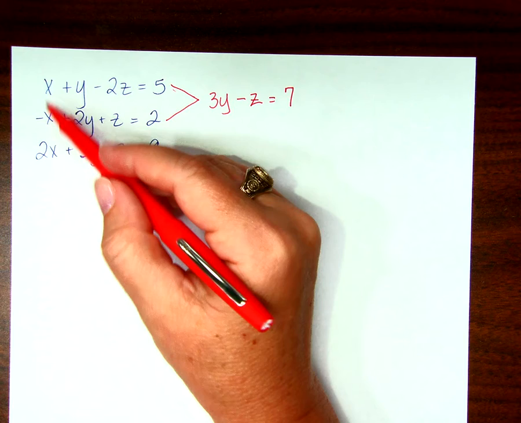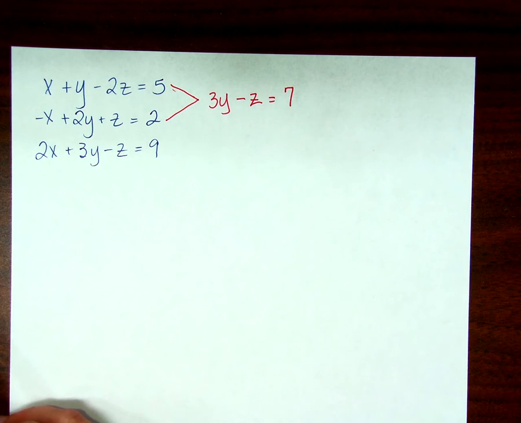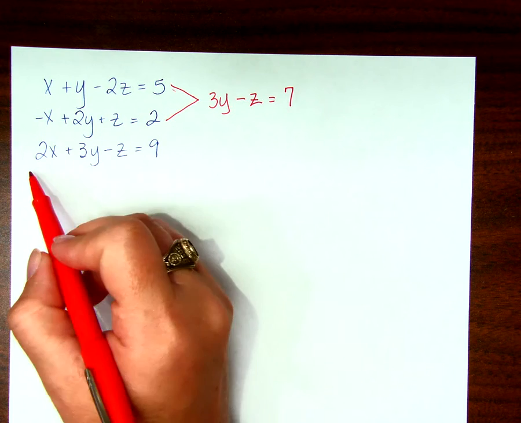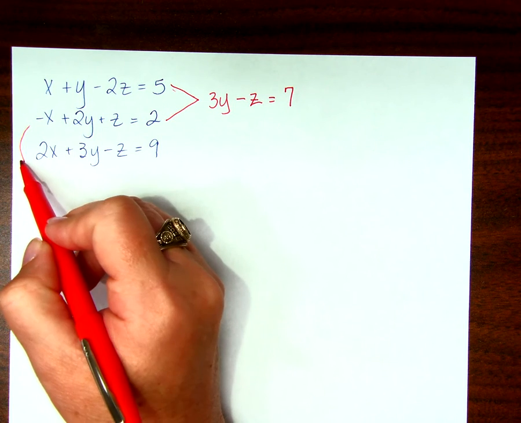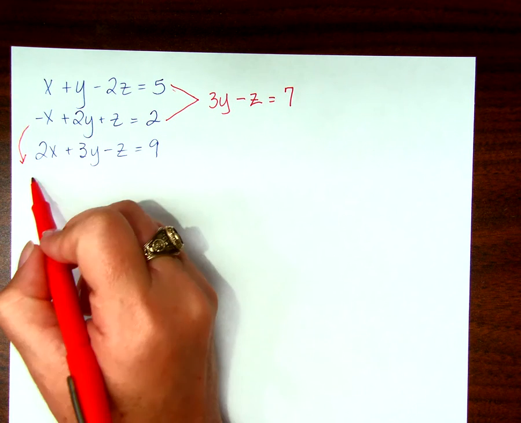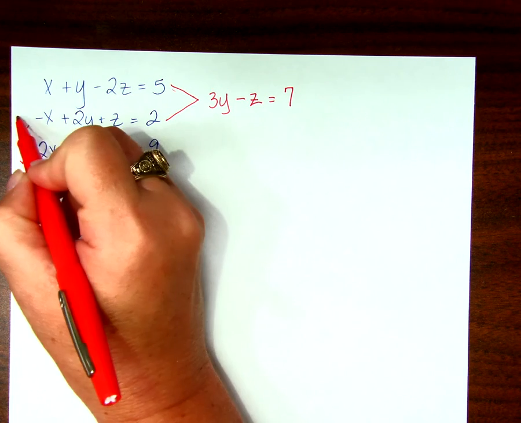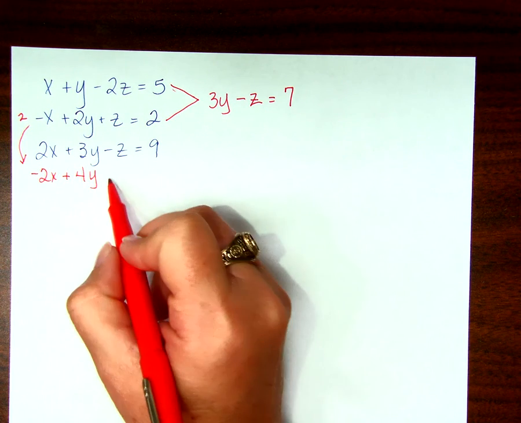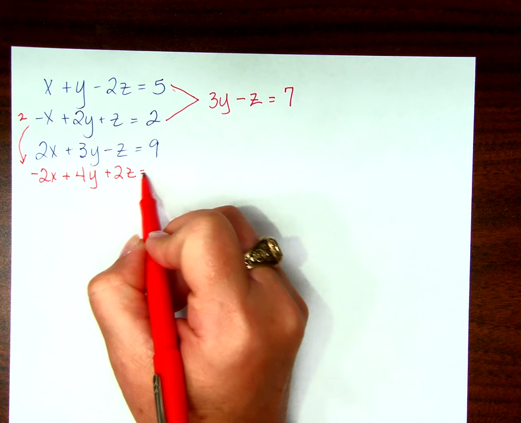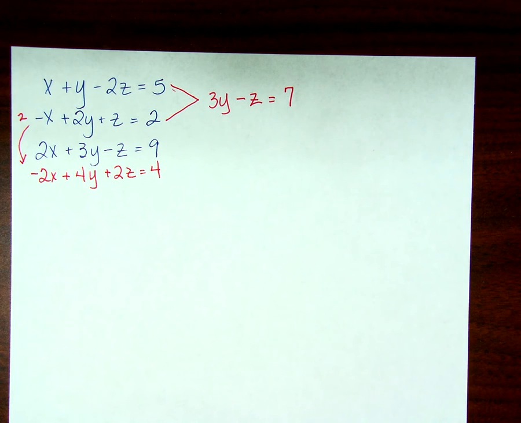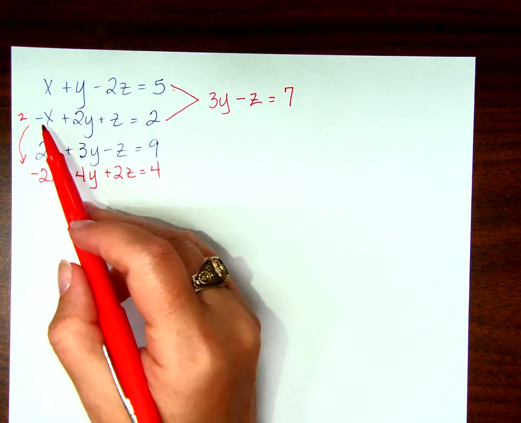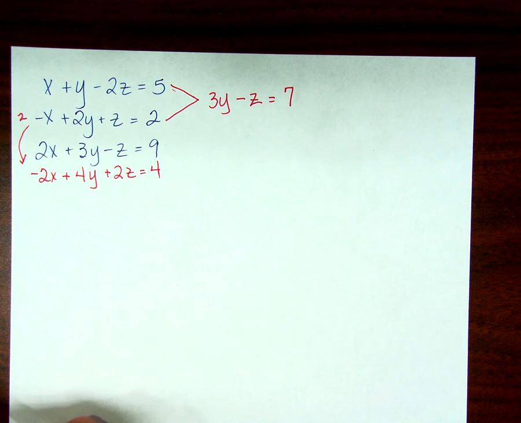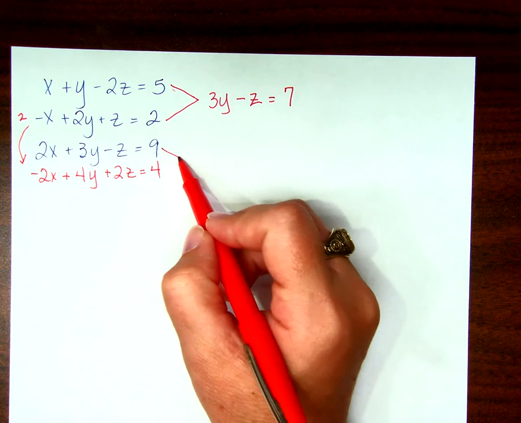I can't use the top 2 again because I already used the top 2. The middle and the bottom, multiply the middle by 2. Okay, is it okay if I multiply this one by 2 and write it right below it? So -2x, so I'm multiplying that one by 2, plus 4y plus 2z equals 4. Is that what you got? That's that times 2, times 2, times 2. Okay, now what? Combine these two.